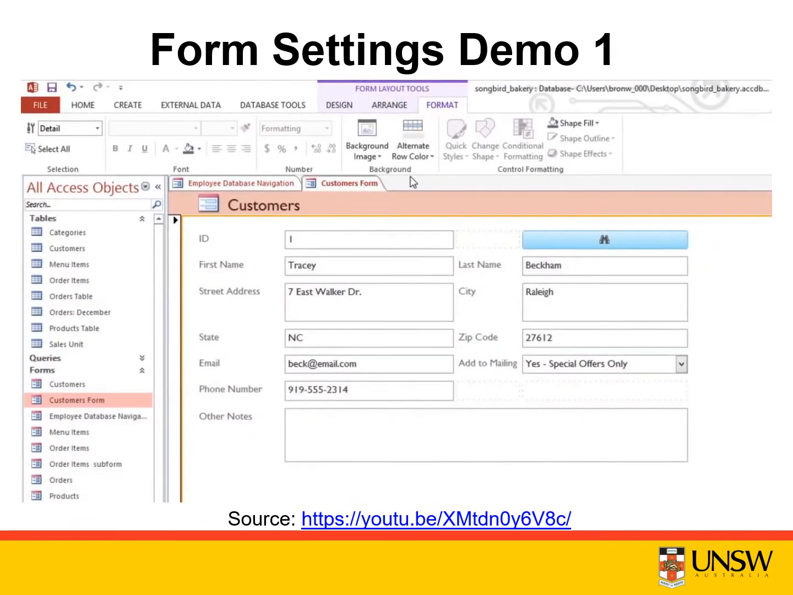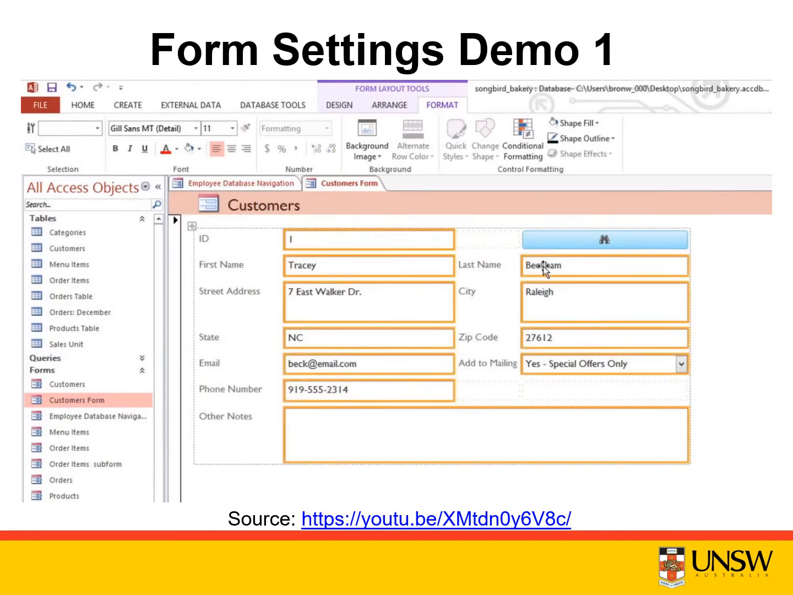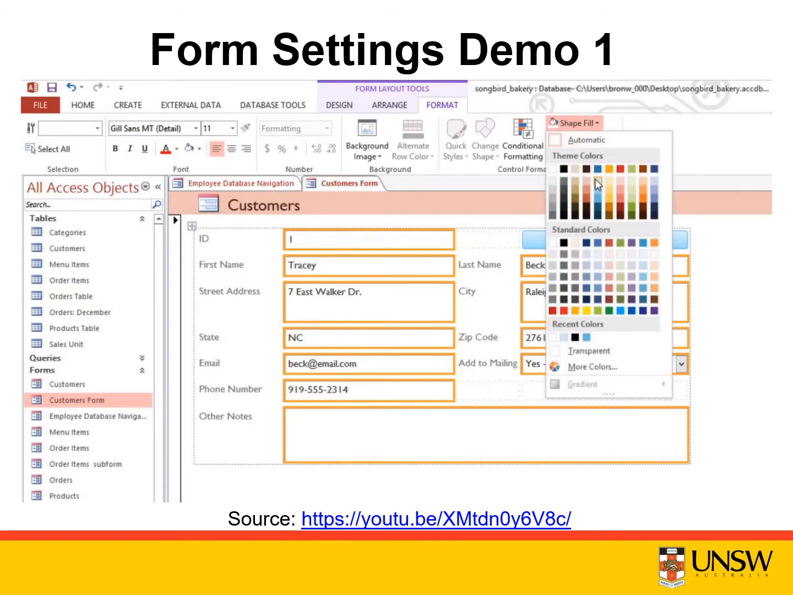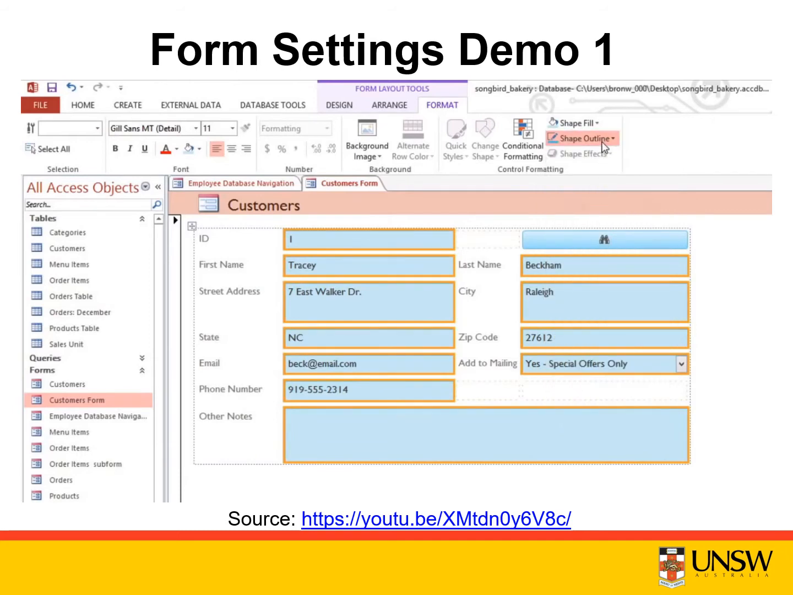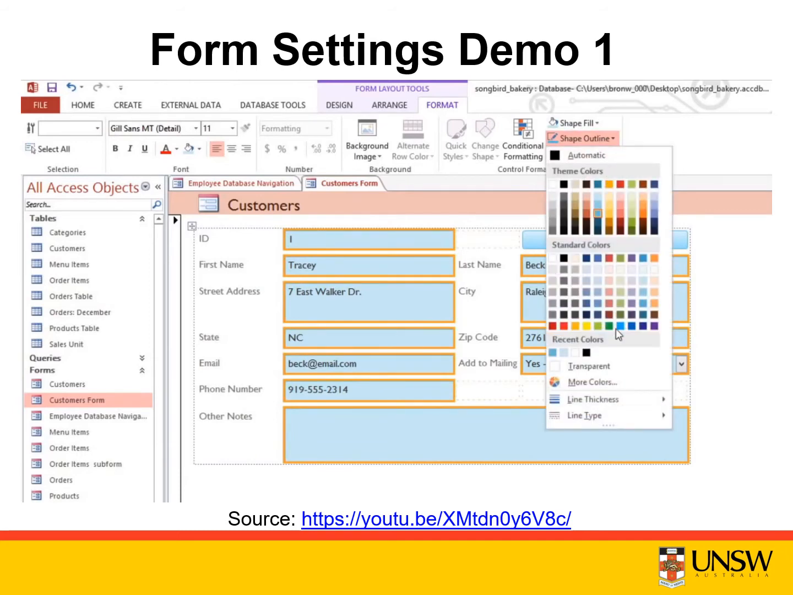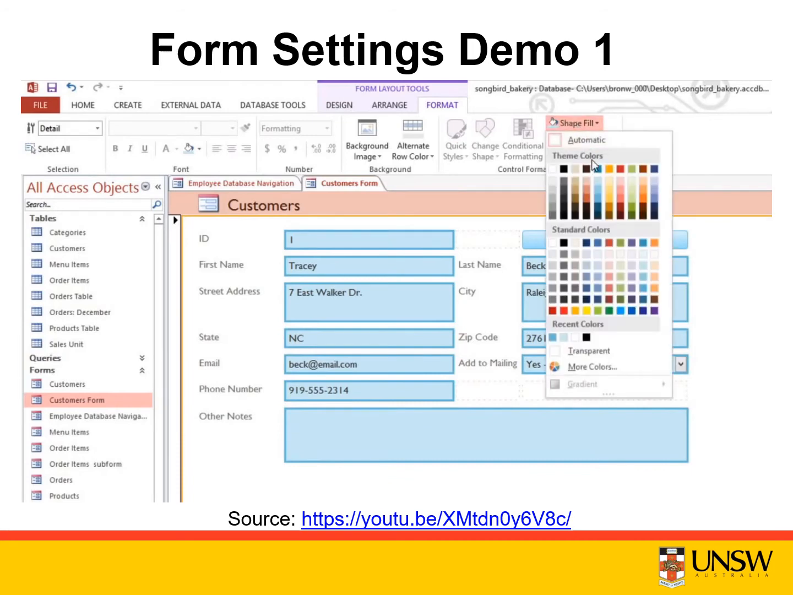I'm going to Control-click the fields that I want to change. And now I can adjust the fill color, outline color, and outline weight. I'm also going to choose a background color and add a few final touches.